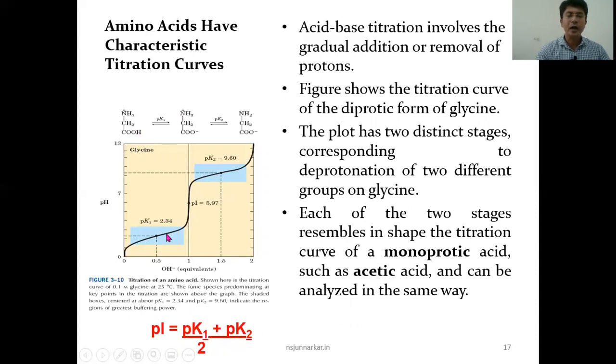Another piece of information obtained from this titration curve is that glycine can act as a buffer in two pH ranges, one near 2.34 and the other near 9.6. So glycine is a good buffer in these pH regions.